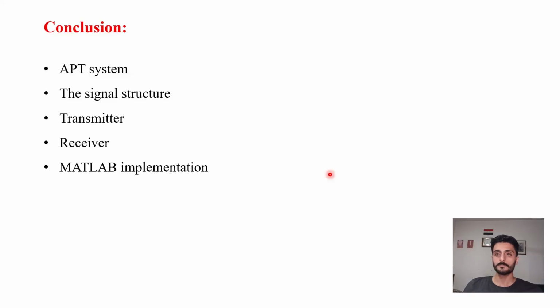So in conclusion, this video first introduced APT signals and how the signals are structured. Then we saw how the signals are transmitted and what modulations are used in the transmitter. Then we saw how we can receive, demodulate and also decode the signal and extract the satellite images. Finally, we saw an implementation of the demodulation and the decoding on a real APT signal, and we actually extracted the satellite images from the signal.